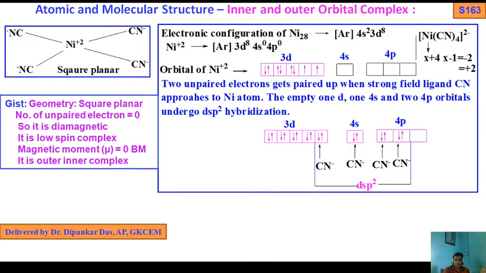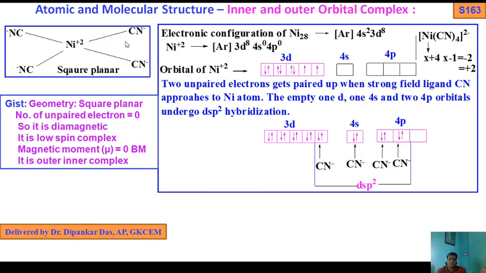Ni(CN)4. Again, you have to find out the oxidation state. X plus 4 into -1 equals -2, so X equals 4 minus 2. This is the general electronic configuration of nickel, atomic number 28: argon 4s2 3d8. Now when it loses 2 electrons, meaning Ni2+, these 2 electrons go from the 4s orbital, so we get argon 3d8 4s0 4p0.